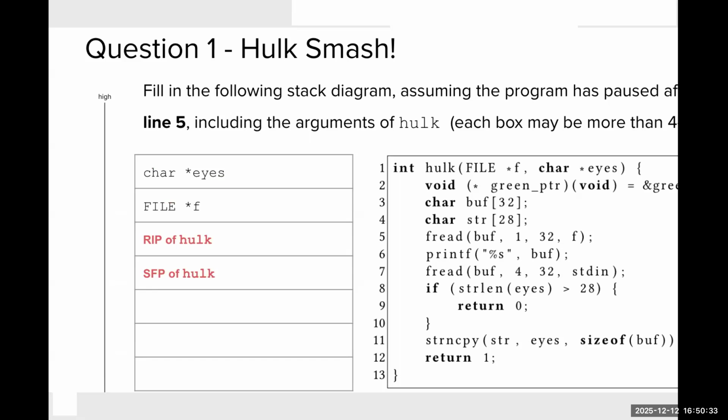And then finally, the next step is to look at the local variables inside this function. So there's three local variables, and the order that they're put onto the stack is the same as the order that they appear in the function. So we have our function pointer first. Remember that because it is a pointer, it only takes up 4 bytes of space. And then we have two character arrays, buff and string. And buff is 32 bytes and string is 28 bytes. So you can just put 32 and 28 somewhere in there.